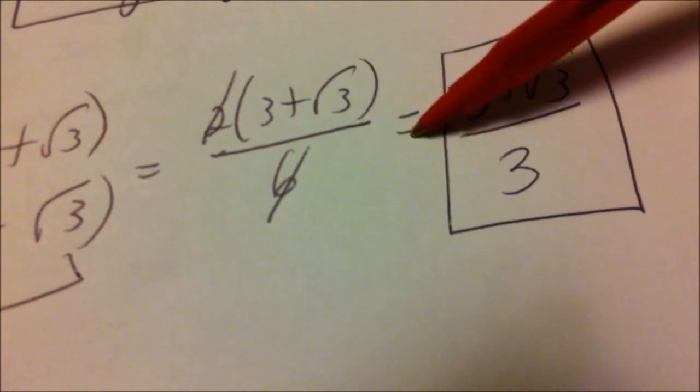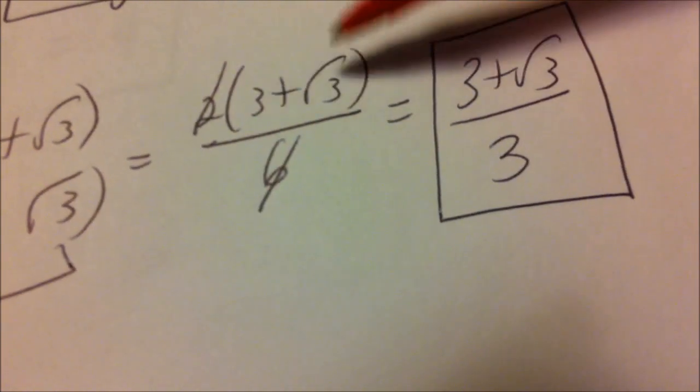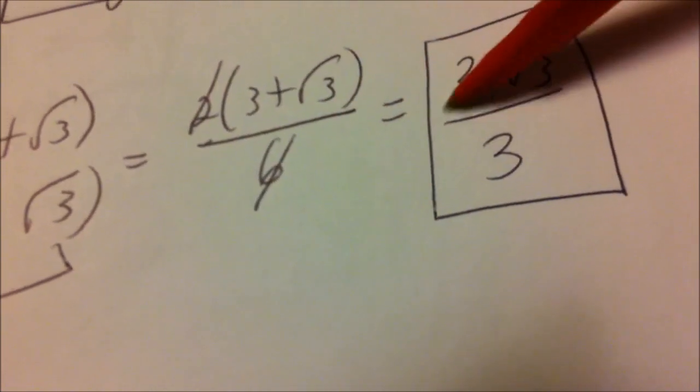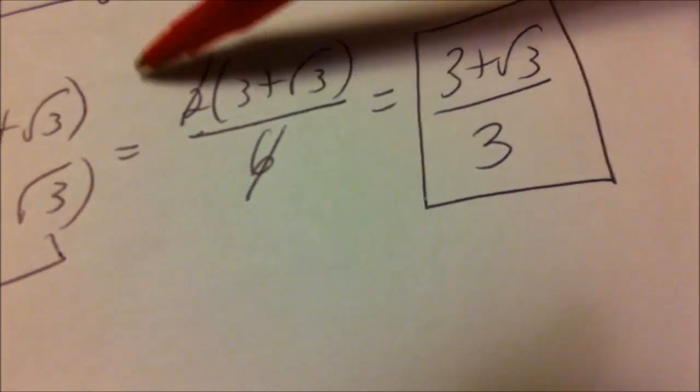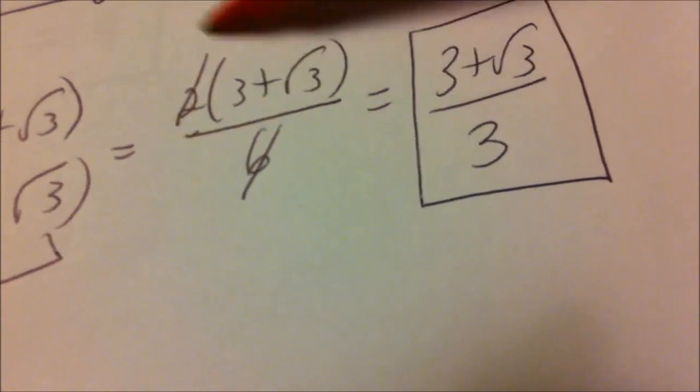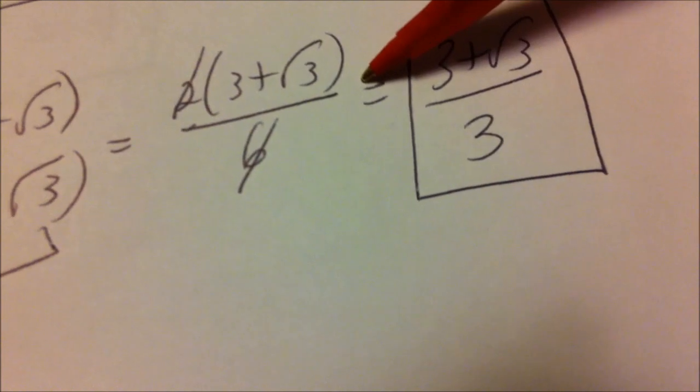If you would have distributed that 2, then you would have had 6 plus 2 rad 3. Then you'd have to pretzel it. You're doing extra work for yourself. So the golden rule is when this is a single term, a monomial, don't distribute it out and see if we can simplify it.